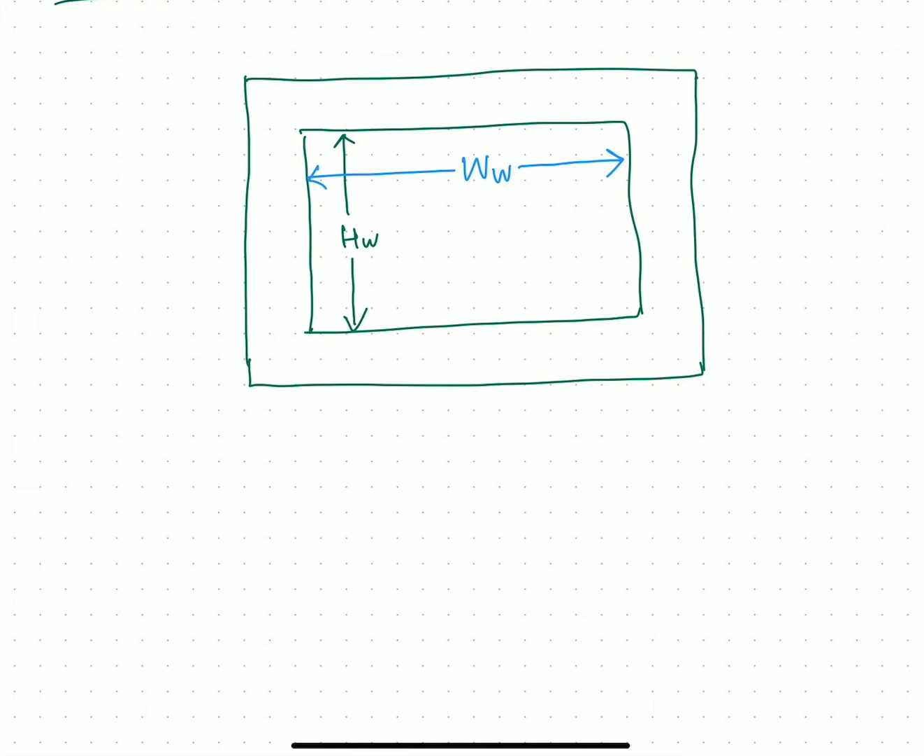I have told you that this inner rectangle is known as the window, and this is the core, and the area of cross section of the iron is denoted by AI, and the window area is equal to AW.